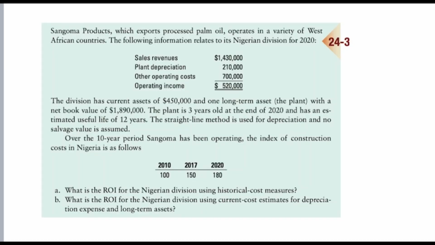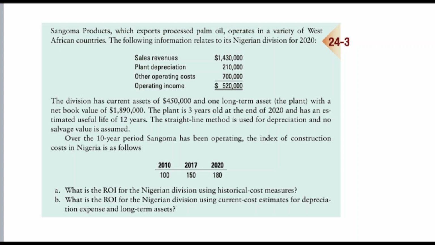Hello everyone, I'm Saitan. Let's first understand what is given in the text, then I will solve the first question. Sangoma Products, which exports processed palm oil, operates in a variety of West African countries. The following information relates to its Nigerian division for 2020.